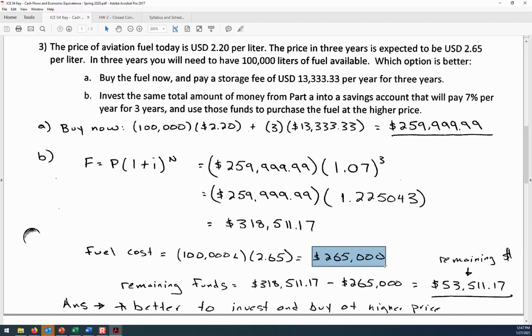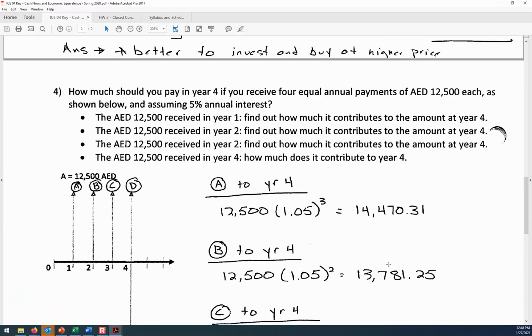Okay, so hopefully you got the same idea that it's better to invest the money and buy it at the higher price, and you need to have some sort of supporting rationale for that. Mine was just to look at, if you invest the lump sum, how much would you have in the future? All right, now problem 4.